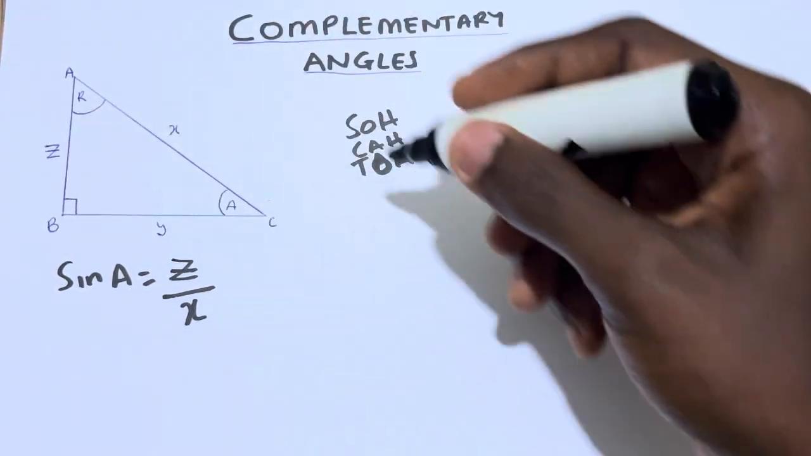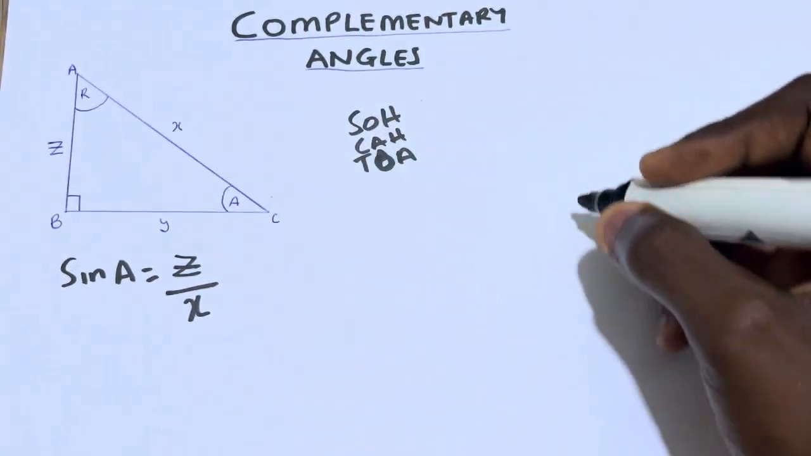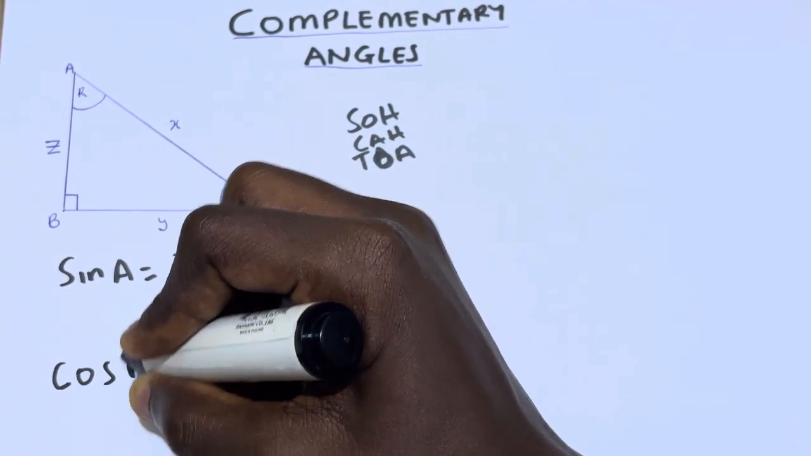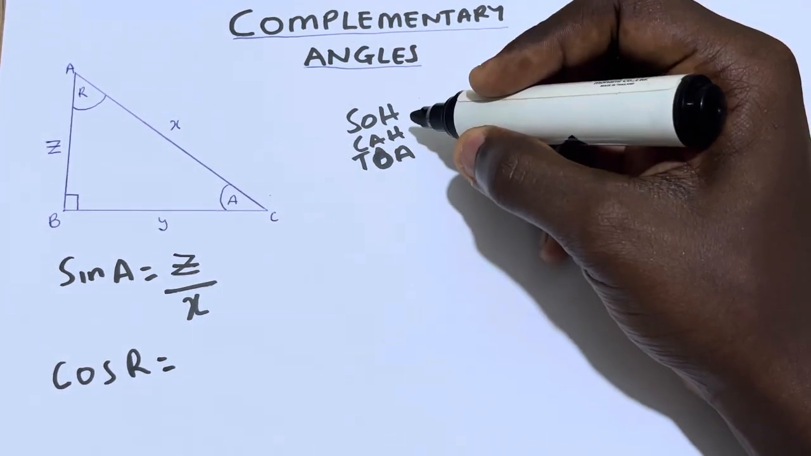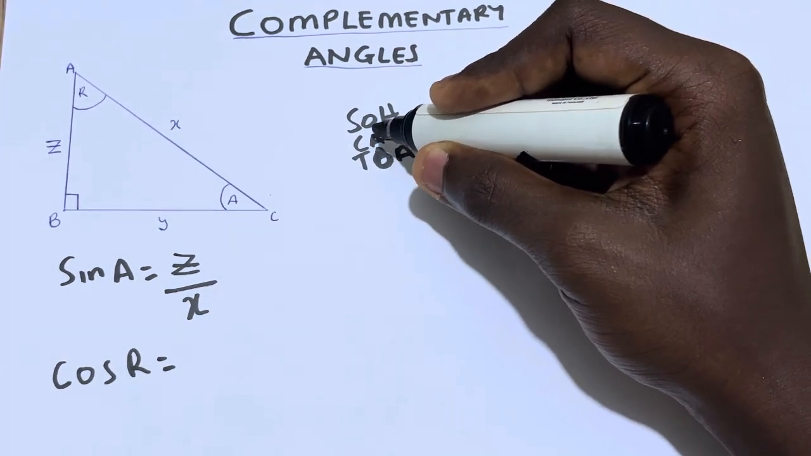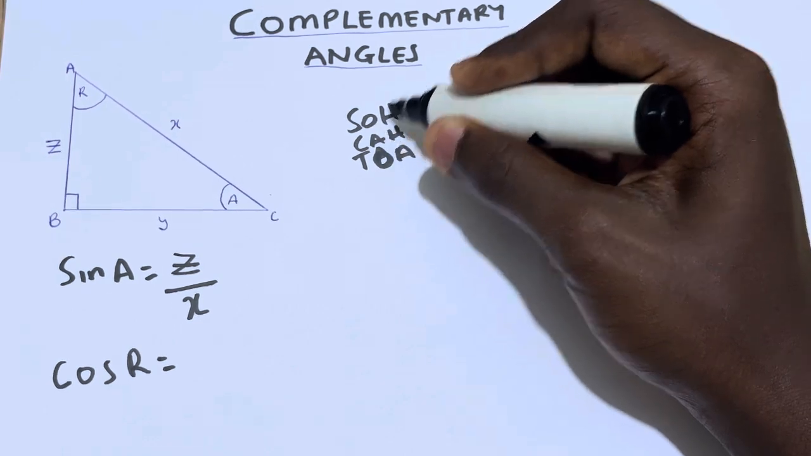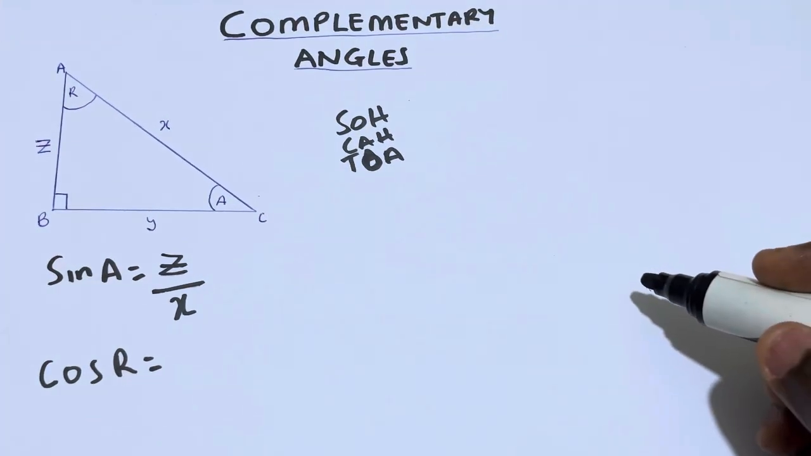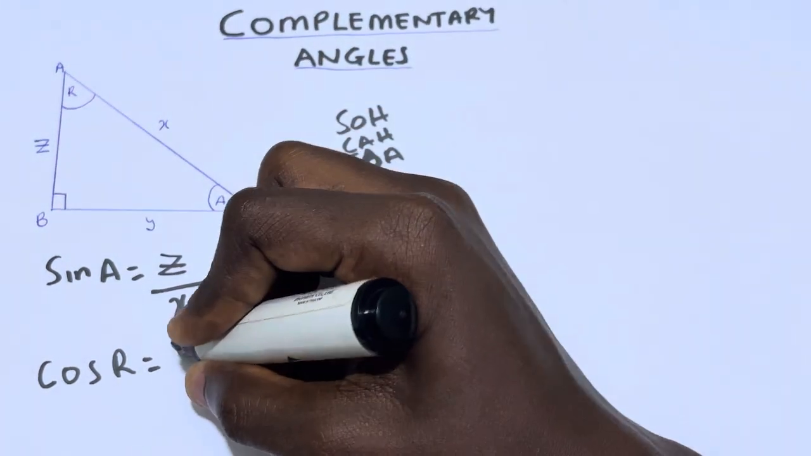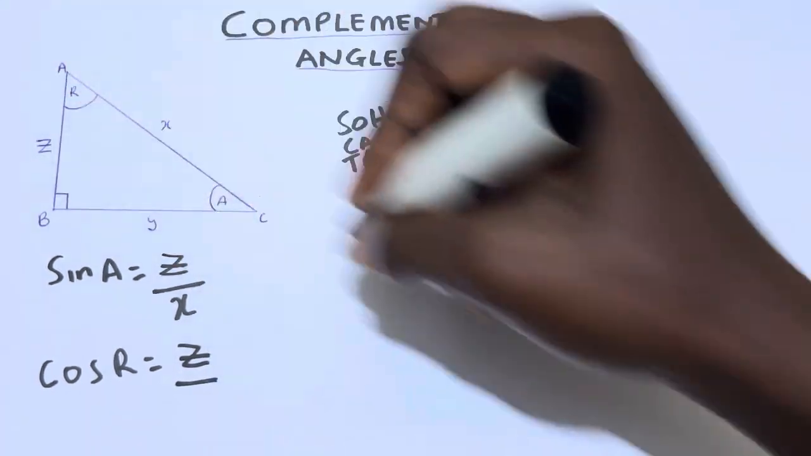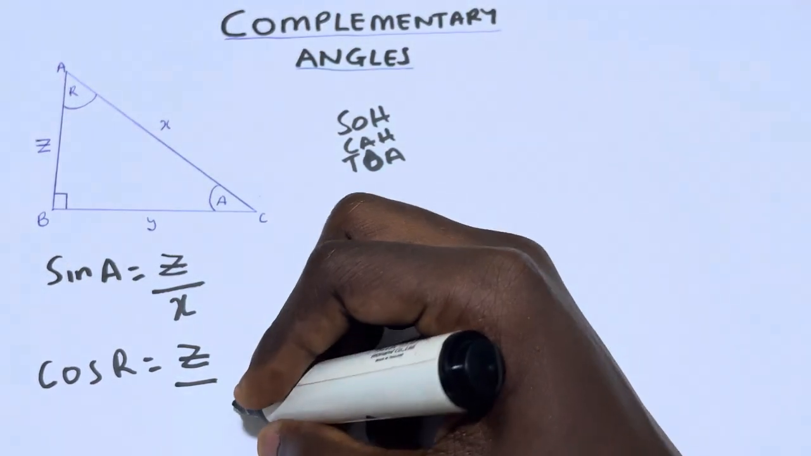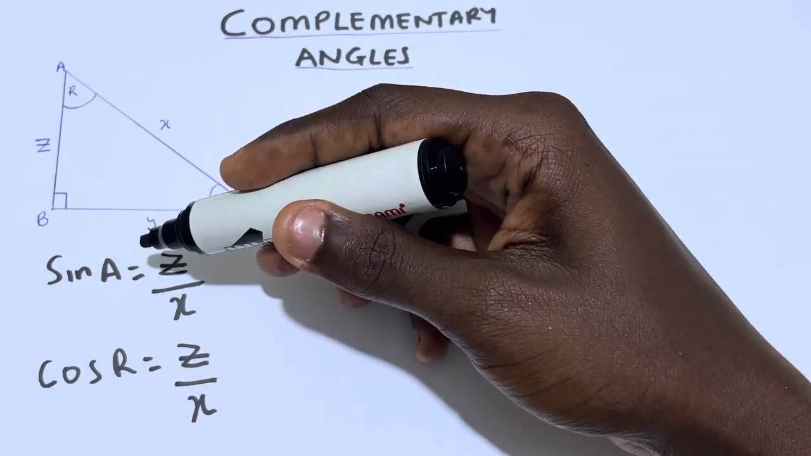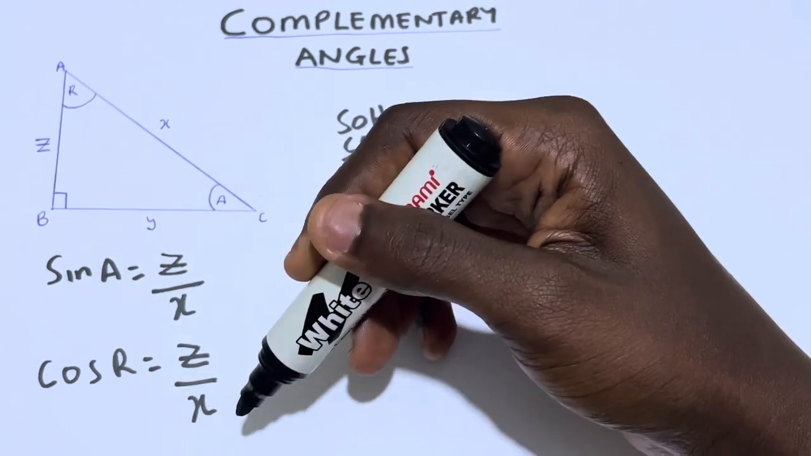Let's come to the angle R. So let's say for cos of R, cos is the adjacent over the hypotenuse. And the adjacent is where the angle and the 90 degrees sign is. So this is also Z over the hypotenuse, which is where the 90 degrees face is. That's X. So you can see that both sine A and cos R are equal.